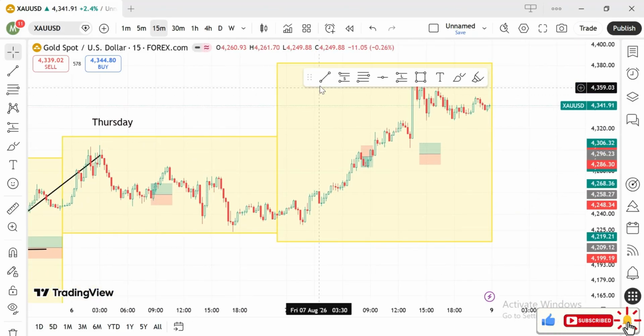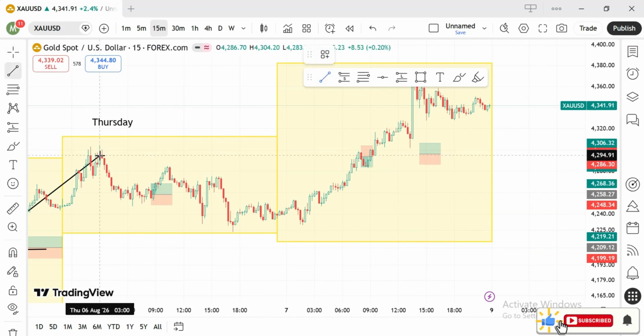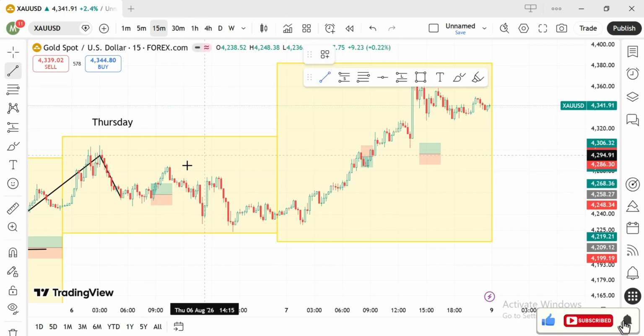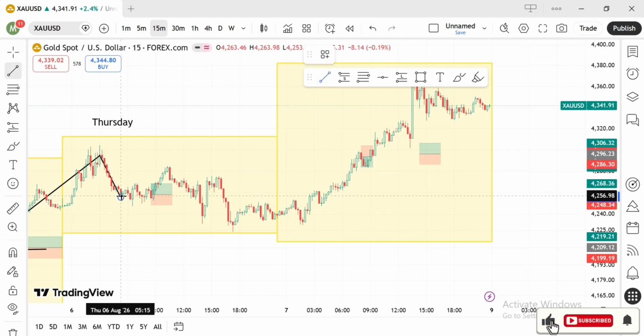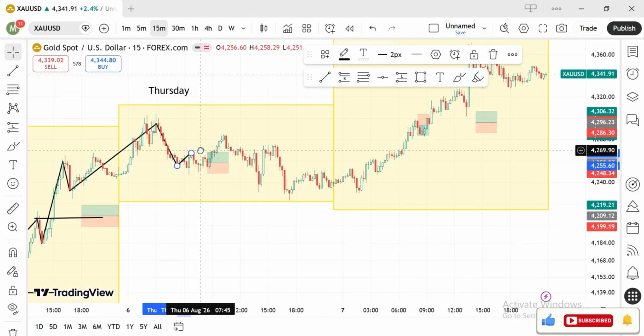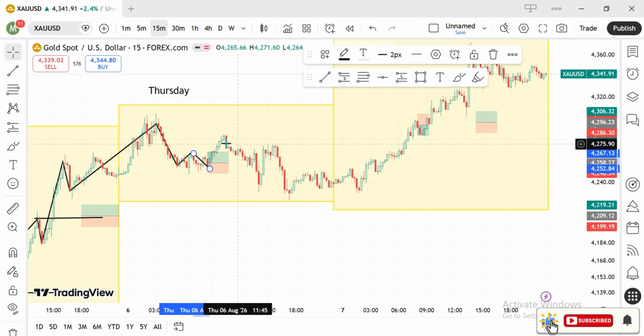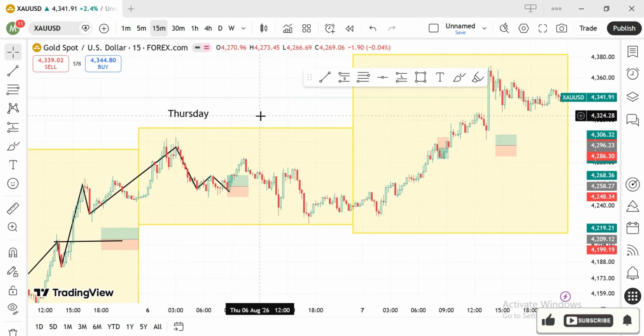Now we resume on Thursday morning, and as you can see from the ACR session on Thursday, price came bearish to this position over here. Then it gave us a mini bullish position over here. Just stay with me, I will explain. It gave us a bullish position to this place, and it gave us a bearish trend again to this position, and that was how we were able to enter a buy position. Now let me explain for you.